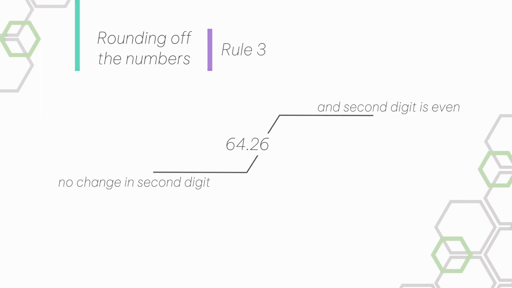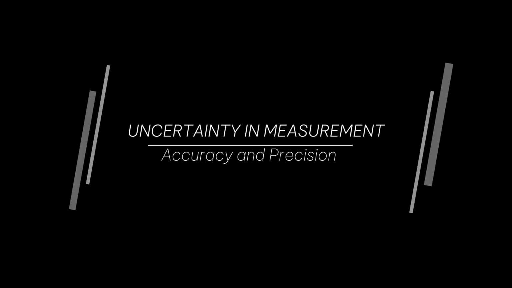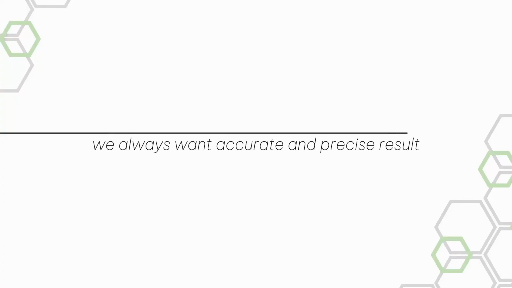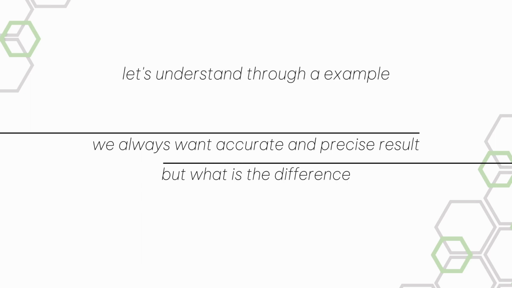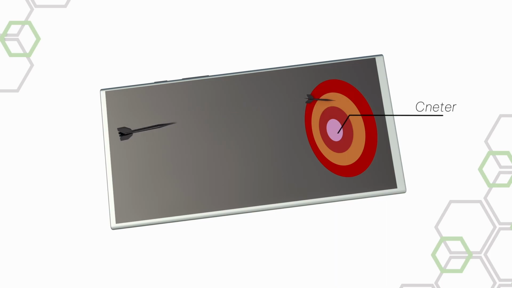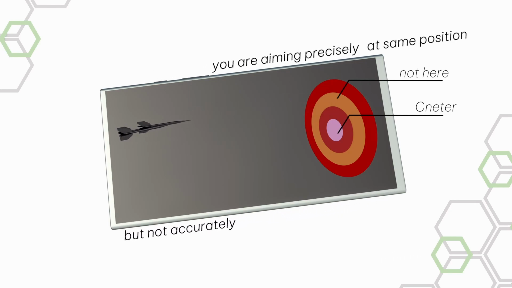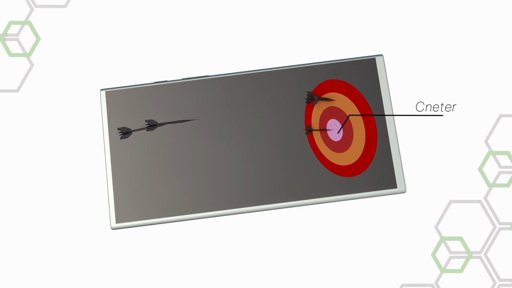Now after this we are going to understand accuracy and precision. We always want our result to be precise and accurate, but what is the difference between these two? Let us understand with an example. Suppose you are playing a targeting game on a mobile phone, and you have to aim at the center, but you are always aiming at the side at the same point. In this case you are aiming precisely, but not accurately. Precisely because you are aiming almost at the same point every time, but not accurately because you are not hitting the center. If you would aim at the center every time, then your aim would be precise as well as accurate.